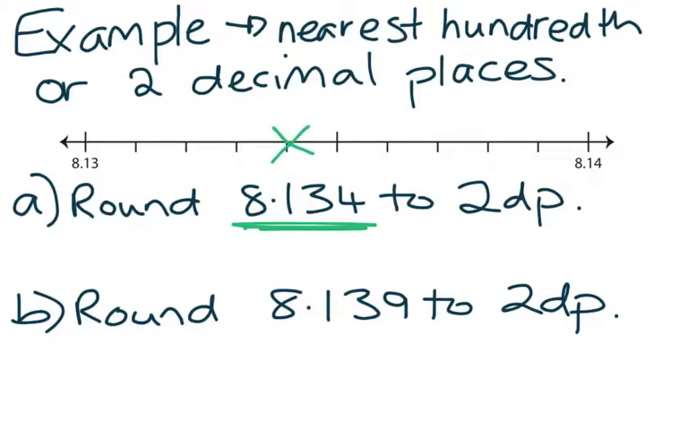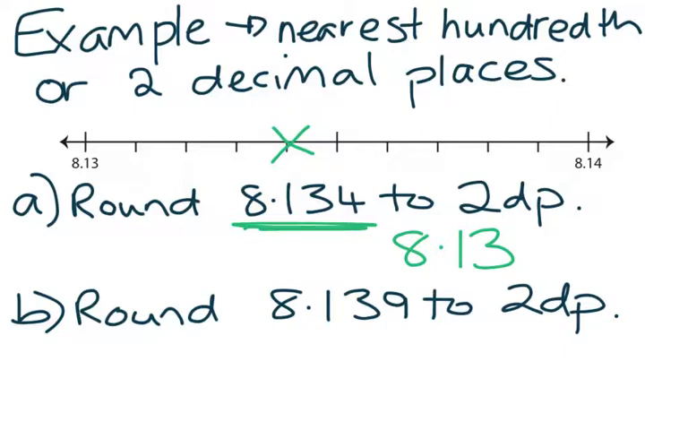And now we can say, is it closer to 8.13 or 8.14? It is closer to 8.13. So our answer would be 8.13, and you can see I have two numbers after the decimal point because I have been asked to round to two decimal places.